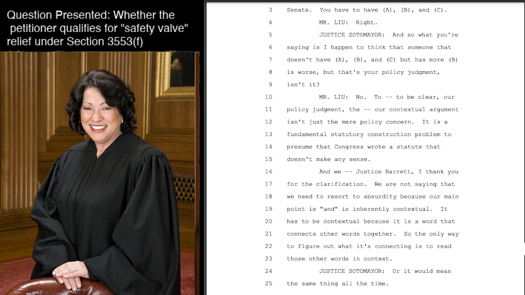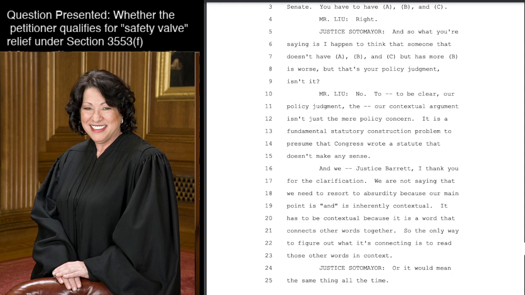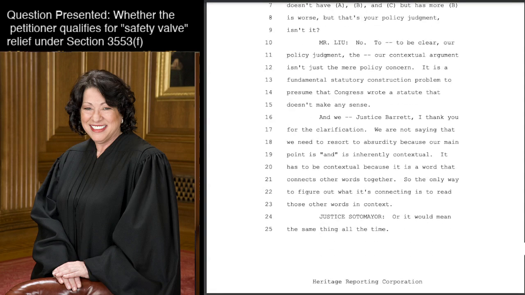No. To be clear, our contextual argument isn't just a mere policy concern. It is a fundamental statutory construction problem to presume that Congress wrote a statute that doesn't make any sense. And Justice Barrett, I thank you for the clarification. We are not saying that we need to resort to absurdity, because our main point is "and" is inherently contextual. It has to be contextual because it is a word that connects other words together. So the only way to figure out what it's connecting is to read those other words in context. It doesn't mean the same thing all the time.